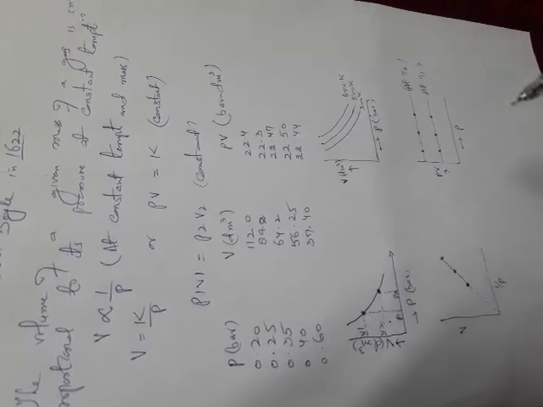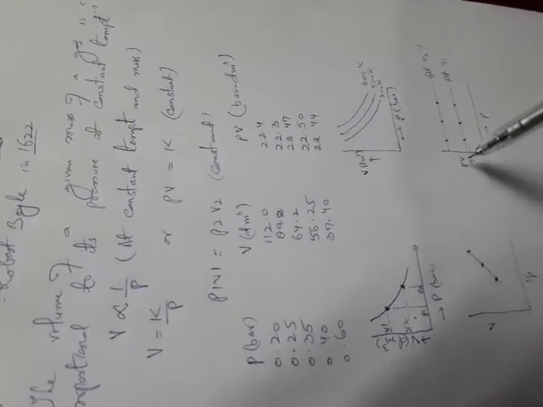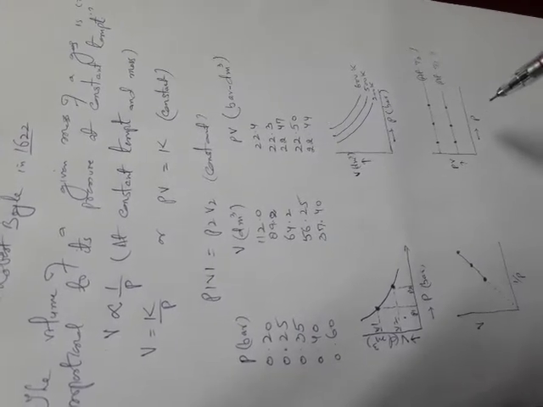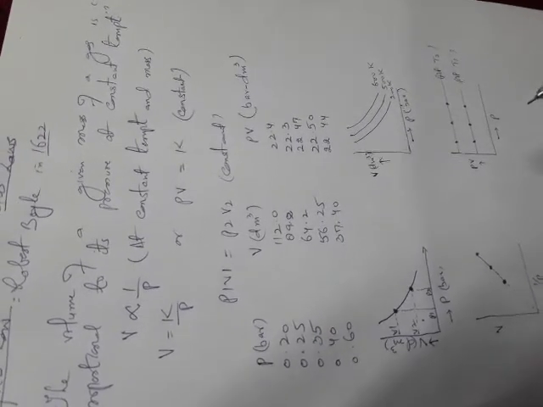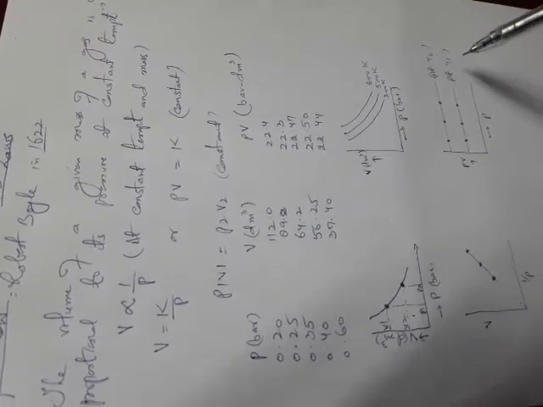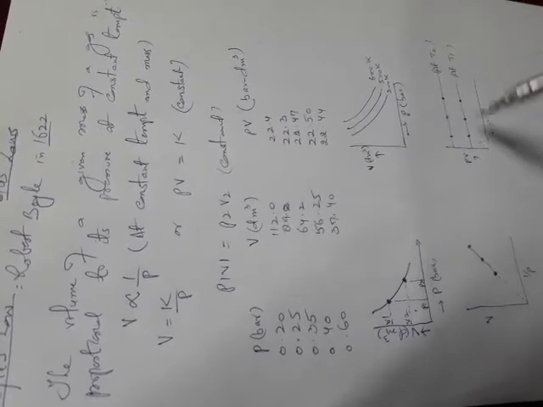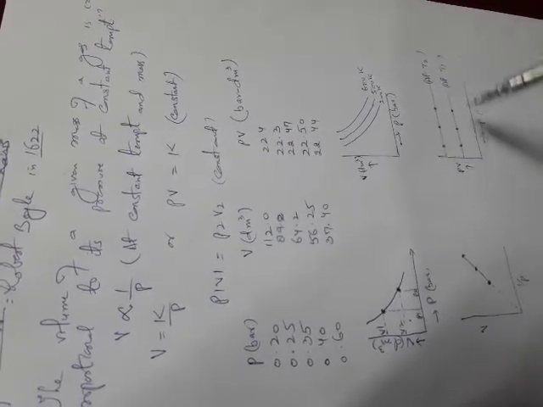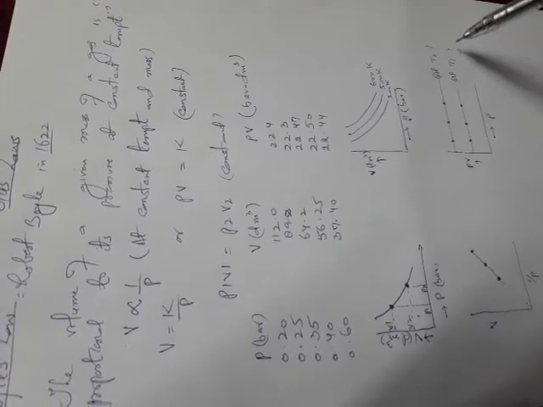Again, if we plot PV, that is the product of pressure and volume, against pressure, you can see that as the pressure increases, the product PV remains constant. So we get a straight line here. This product of pressure and volume remains constant at temperature T1.